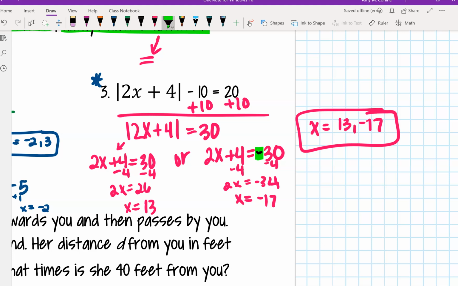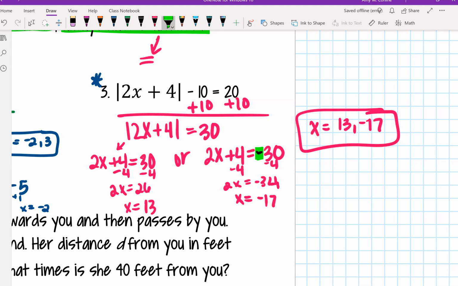So keep in mind you need to make sure that when you split the absolute value equation, you have to make what it was equal to the opposite. Okay, and then you can go ahead and solve. So that's for doing it with an equation.